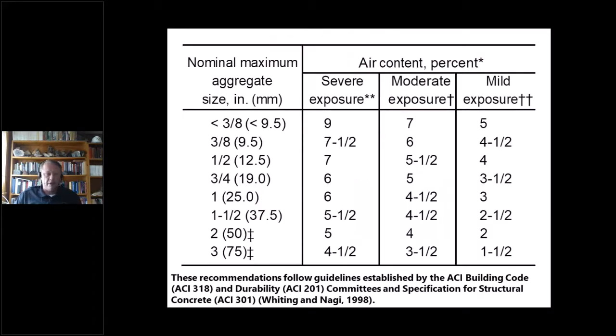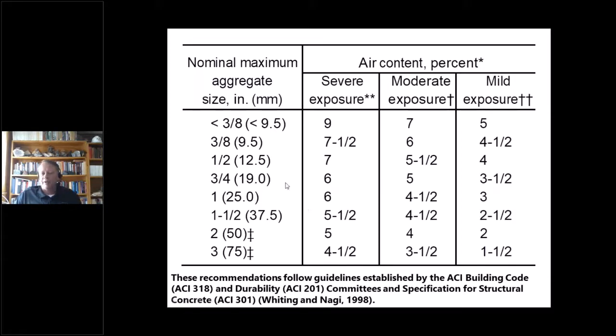But with respect to aggregate sizes, this is out of ACI, and I'm not going to go through the whole thing. I just want to point out that the left-hand column shows nominal maximum aggregate sizes from less than 3/8 inch all the way up to 3 inches. The other columns represent how much air you need, the percent air content, total air, for severe exposure, really heavy-duty freeze-thaw cycles, versus mild exposure, not so much of a climatic variation.